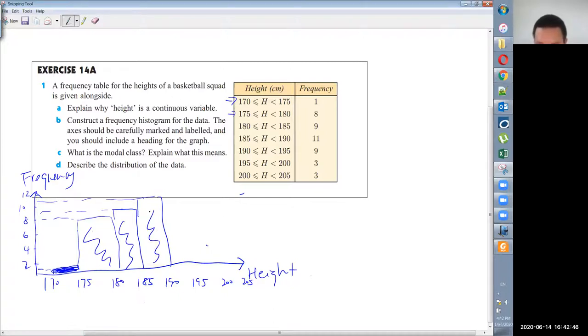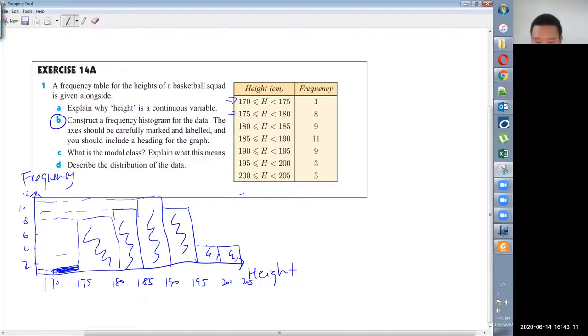So 9 again for the next range. Then 3 for the next range. 3 is somewhere here. And then 3 for the next range. Yep. So this should be your frequency histogram, which is here. So which is your part B.